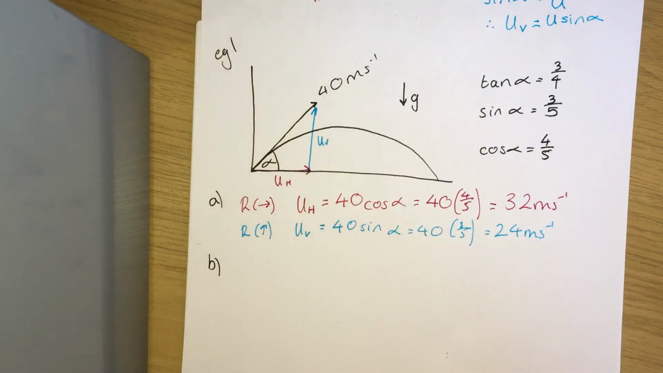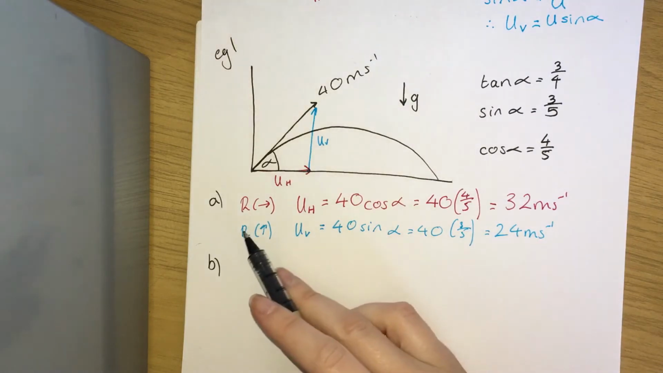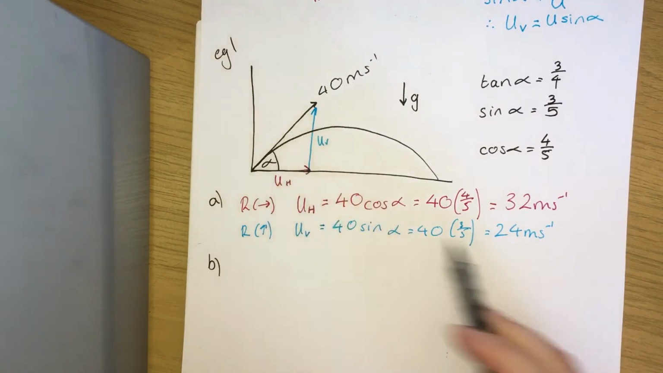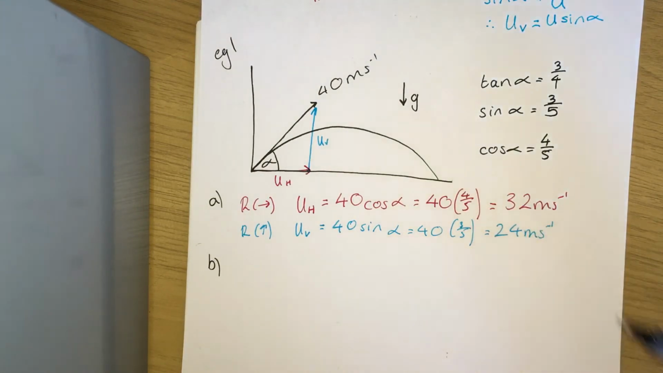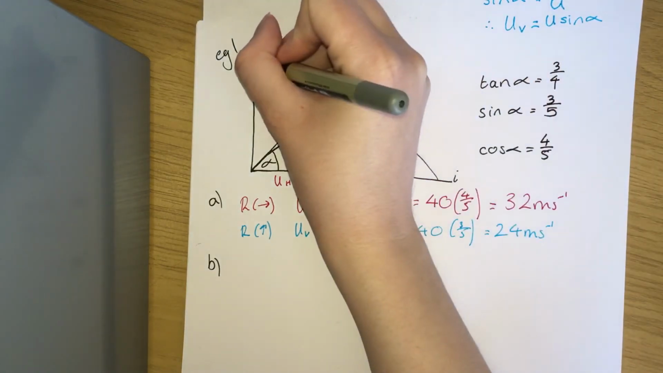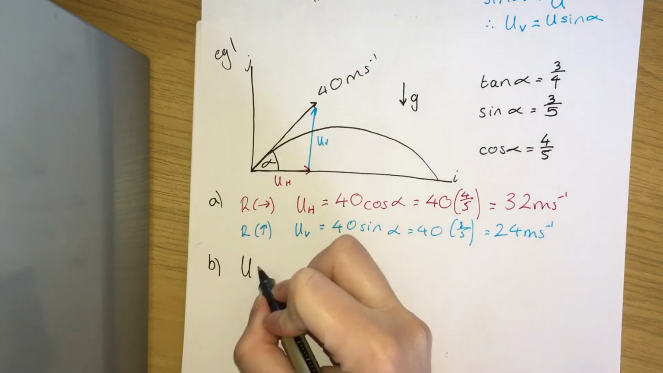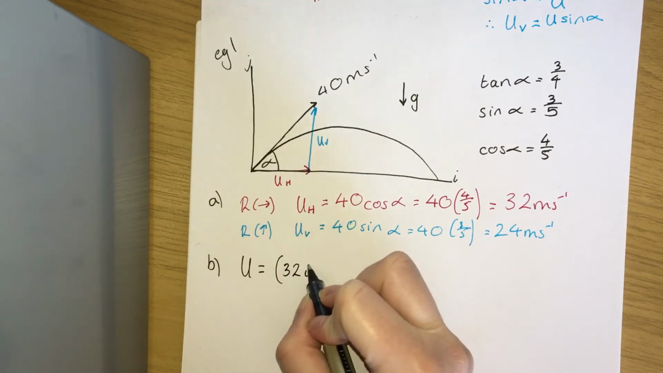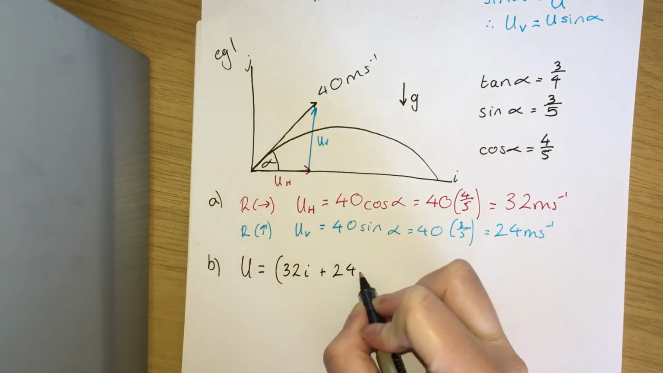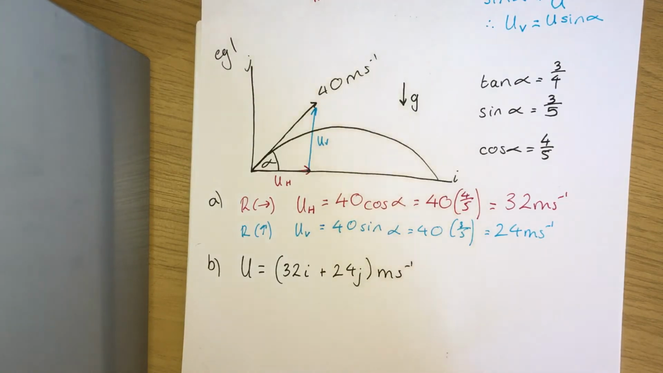Okay, part B. Given that the vectors i and j are unit vectors acting in a vertical plane, horizontally and vertically respectively, express the initial velocity as a vector in terms of i and j. So all this means is we're expressing this initial velocity in terms of these two components. i is our horizontal and j is our vertical. So therefore u is 32i plus 24j metres per second.